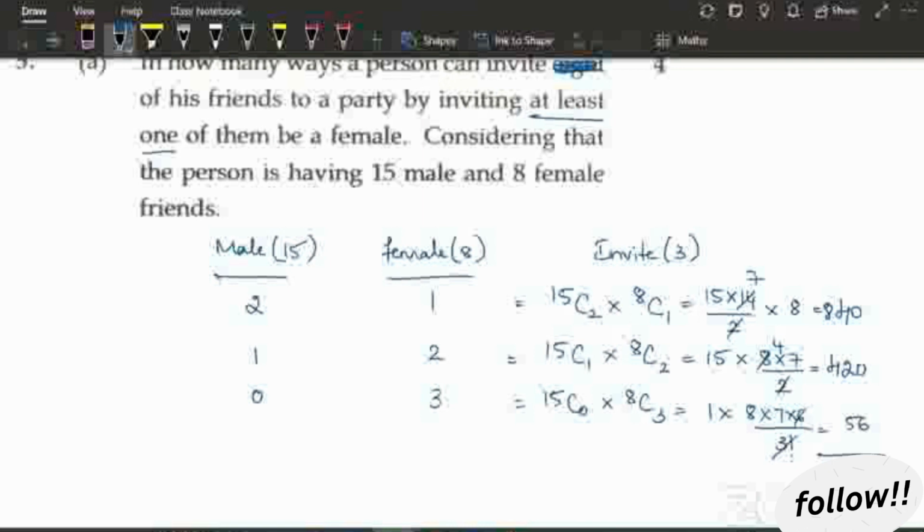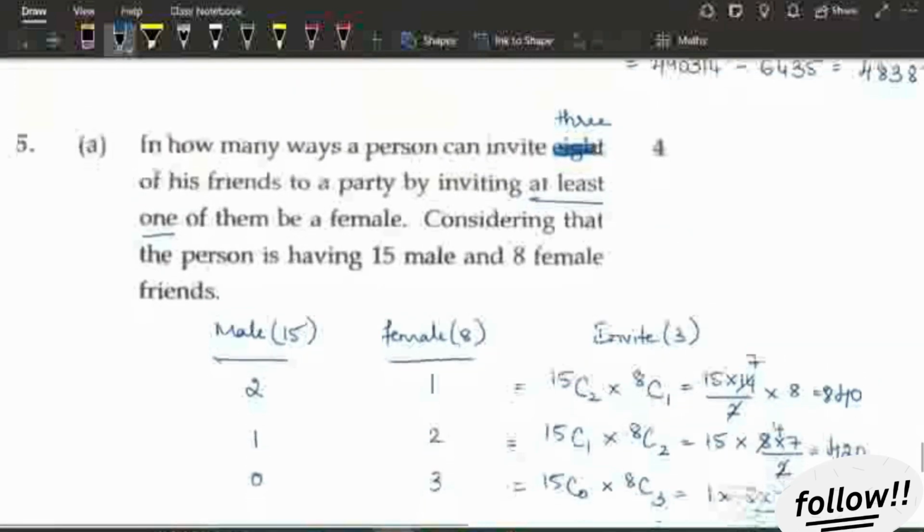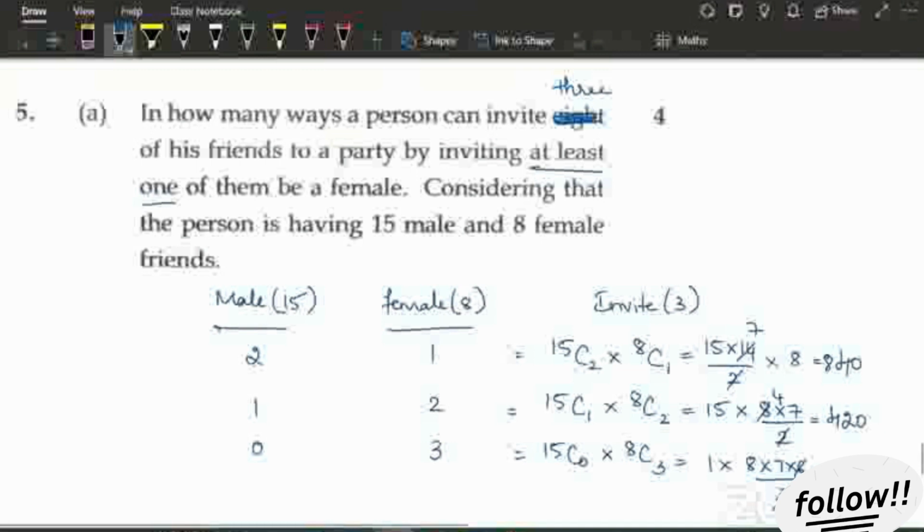Here, don't use the indirect method. See how many subcases are possible. Based on that, you see whether you have to use the direct method or the indirect method. In this same question, we had 15 male friends, 8 female friends, and we need to invite at least one of them to be a female. But here we did not use the indirect method. We used the direct method because there are only 3 subcases. The number of cases included is only 3.